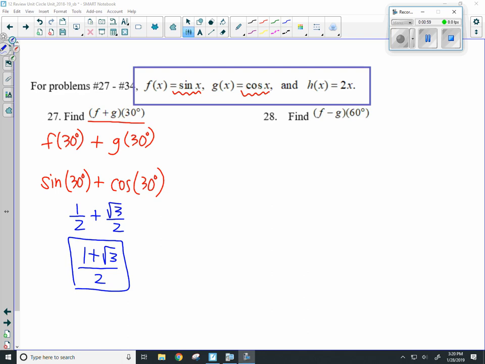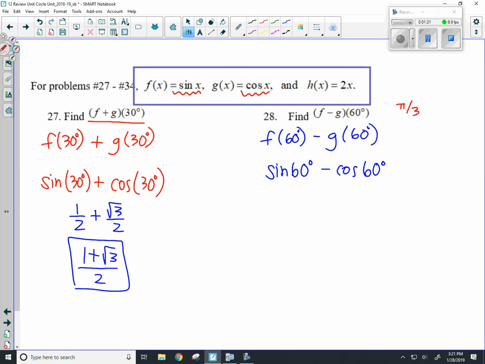28 is similar, except it's doing f minus g at 60 degrees. So f of 60 minus g of 60. So sine of 60 degrees minus cosine of 60 degrees. 60 degrees is pi over 3. Go back here, right? This one's pi over 6.